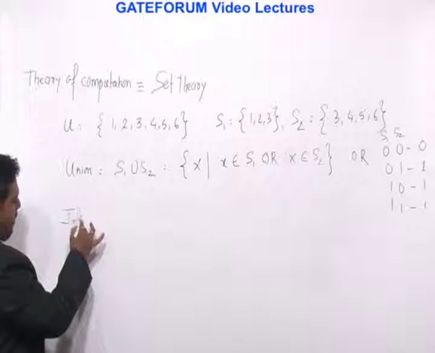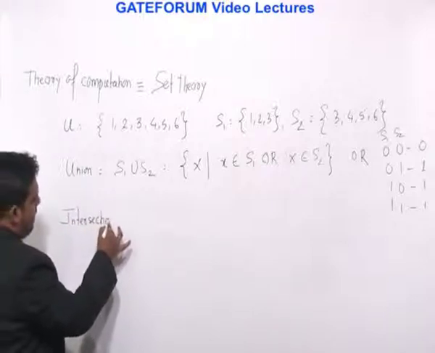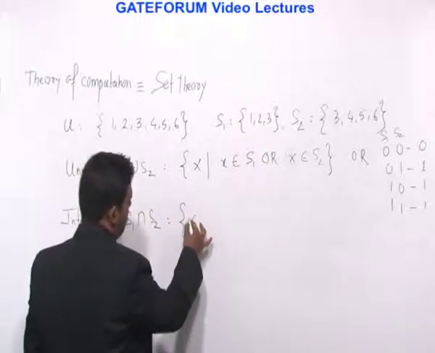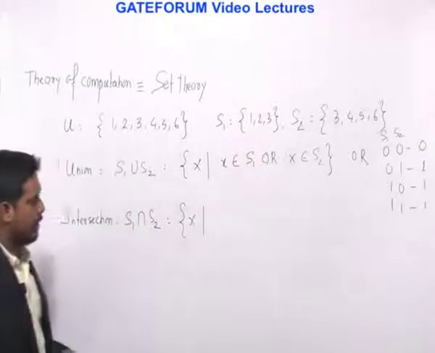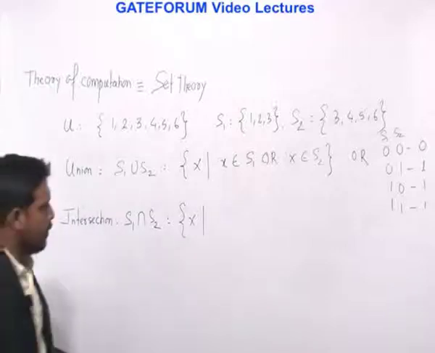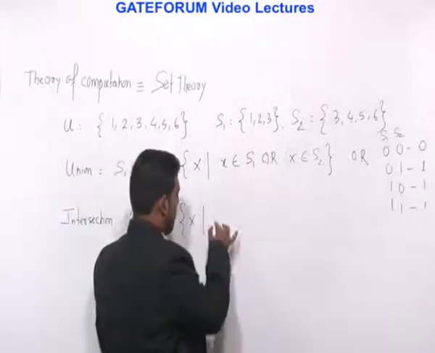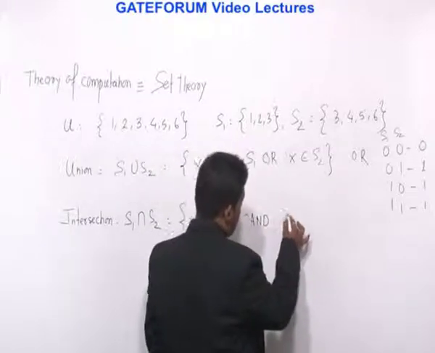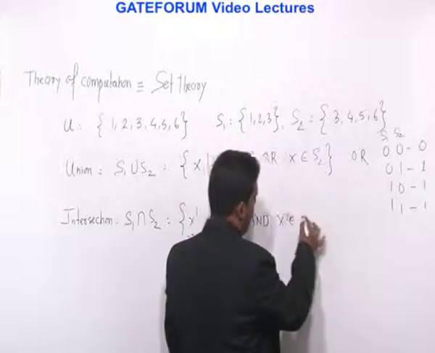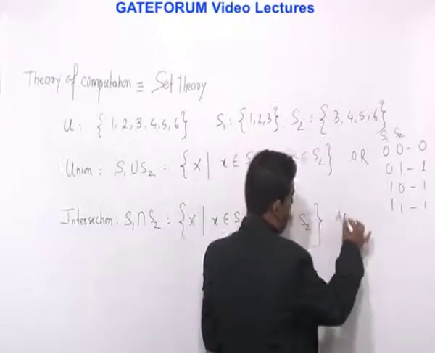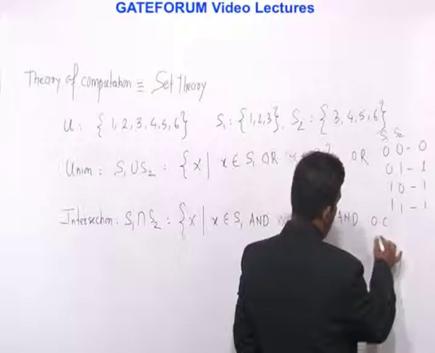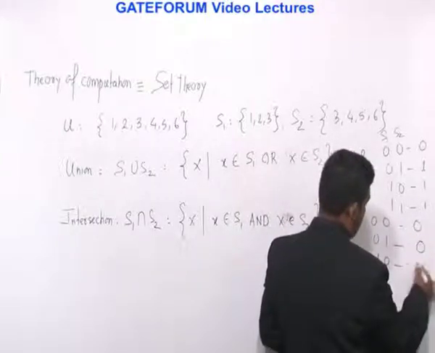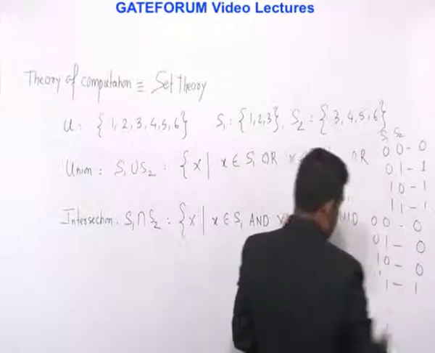Intersection. The intersection notation is S1 intersection S2. And what is this? All elements X that we say are common elements, and how we describe this situation is that X is an element of S1 and X is an element of S2. So this is your basic, very trivial AND operation: 0 0 0, 0 1 0, 1 0 0, and the last one is 1.